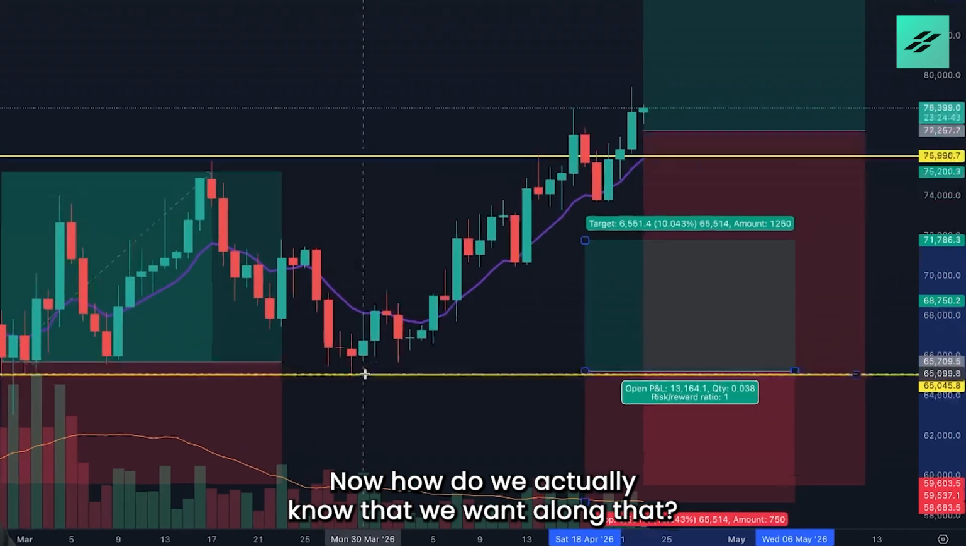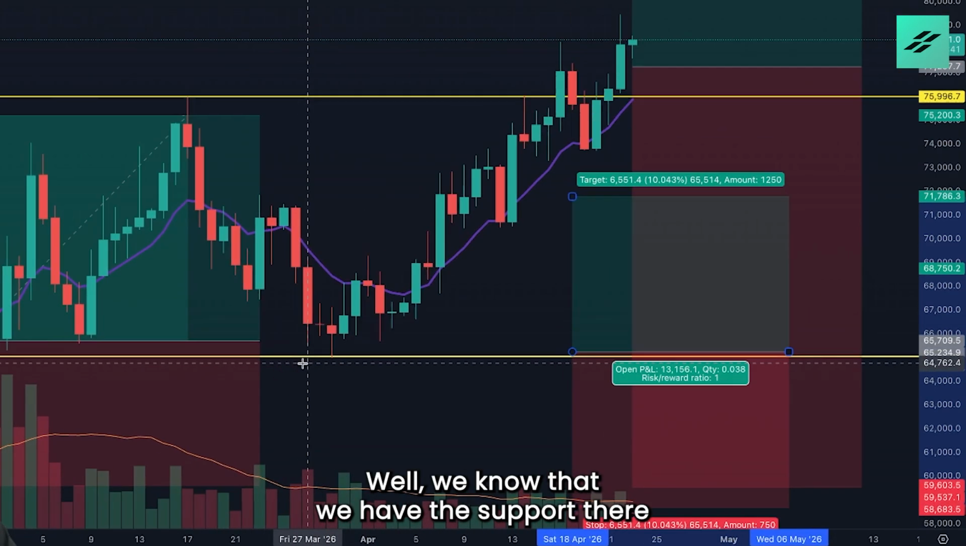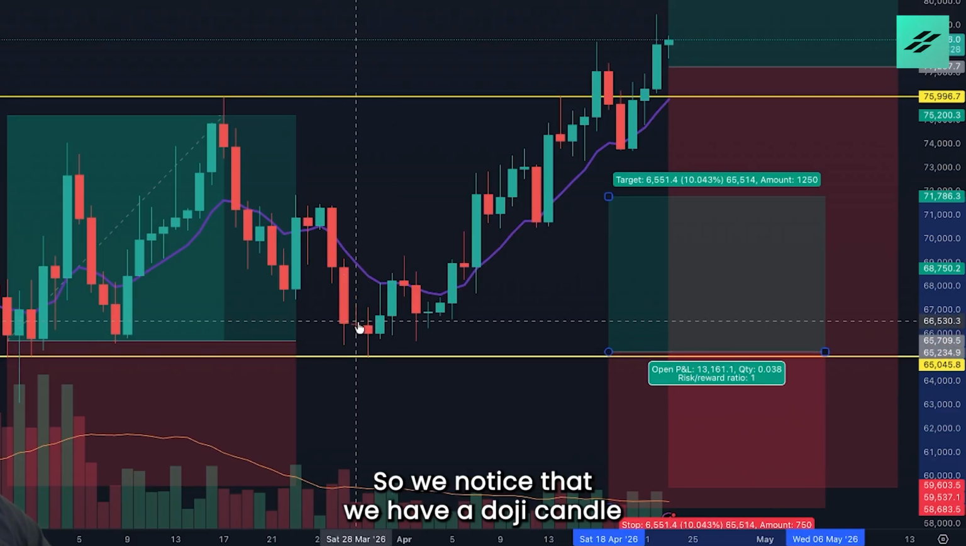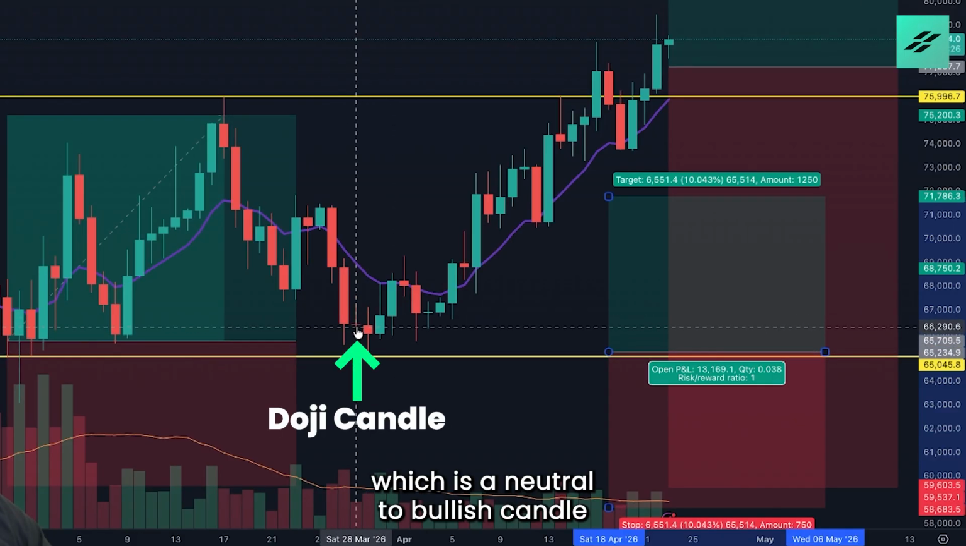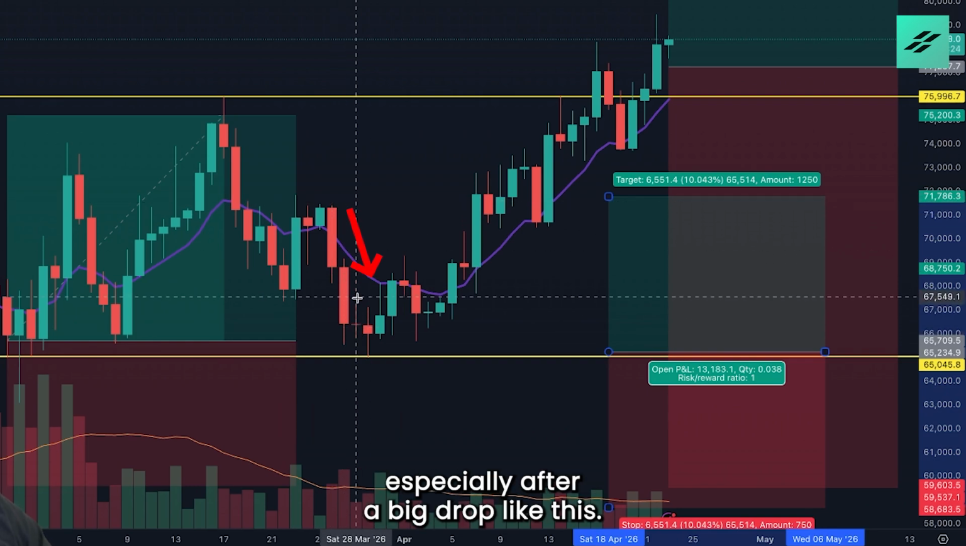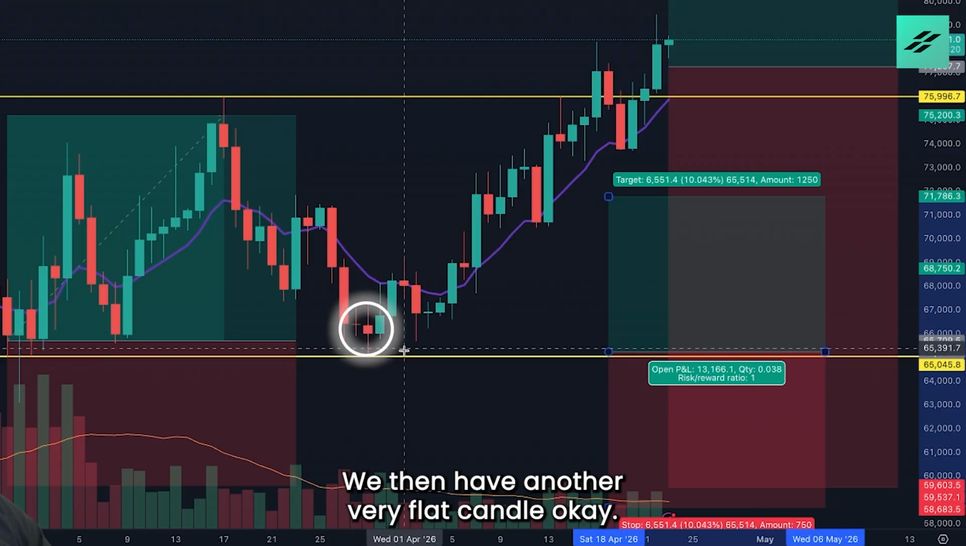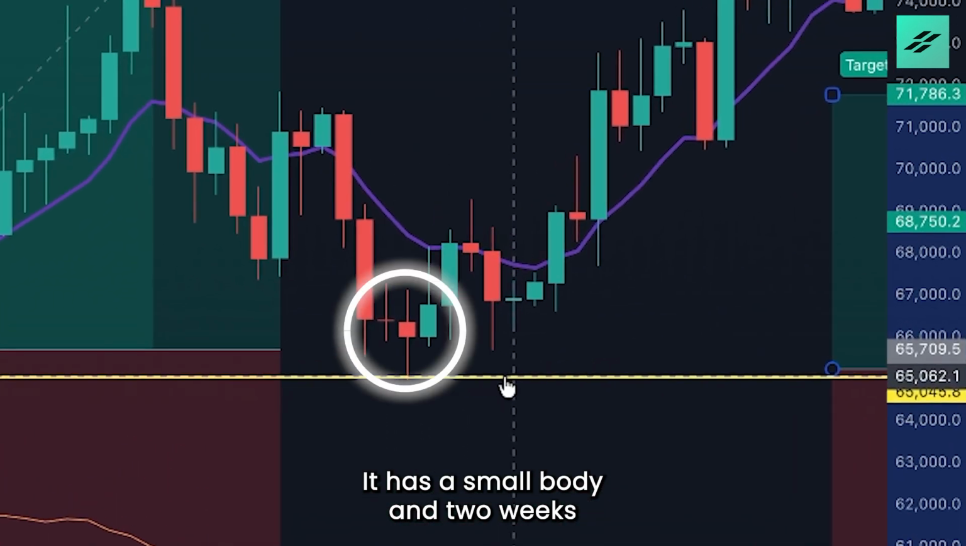Now, how do we actually know that we want to long that? Well, we know that we have the support there and we have 2 neutral candles, okay? Execution is going to be very focused on looking at the actual candlesticks on our entry. So we notice that we have a doji candle, which is a neutral to bullish candle, especially after a big drop like this. We then have another very flat candle, okay? It has a small body and 2 wicks.